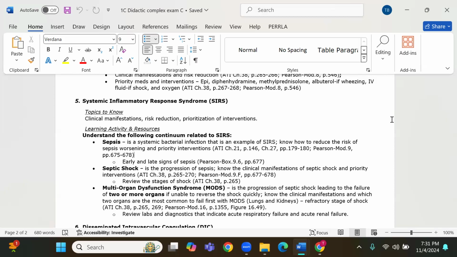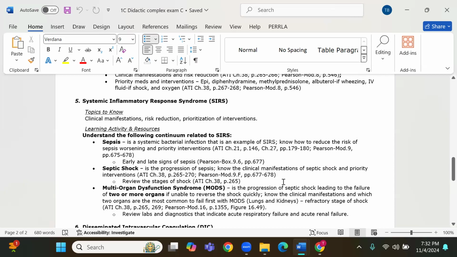We'll go look at that. But look at early versus late signs of sepsis. What I want you to do is go to your Pearson book and find the early signs of sepsis and what the late signs are, because those are in this box right here, apparently. We can look at my notes too. But septic shock is the progression of sepsis.